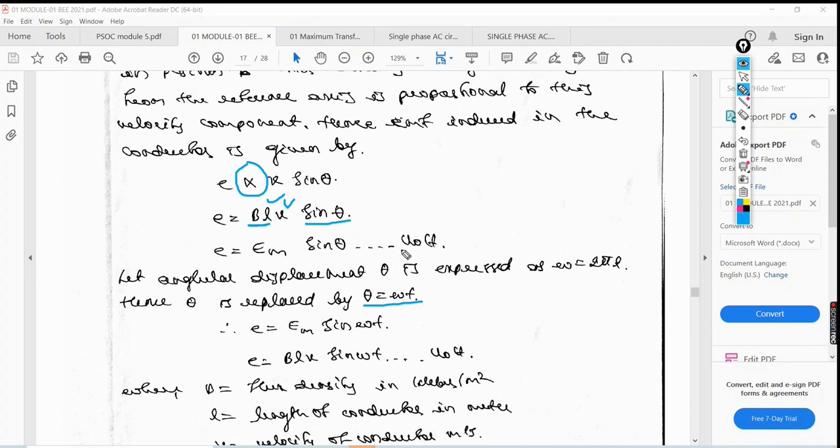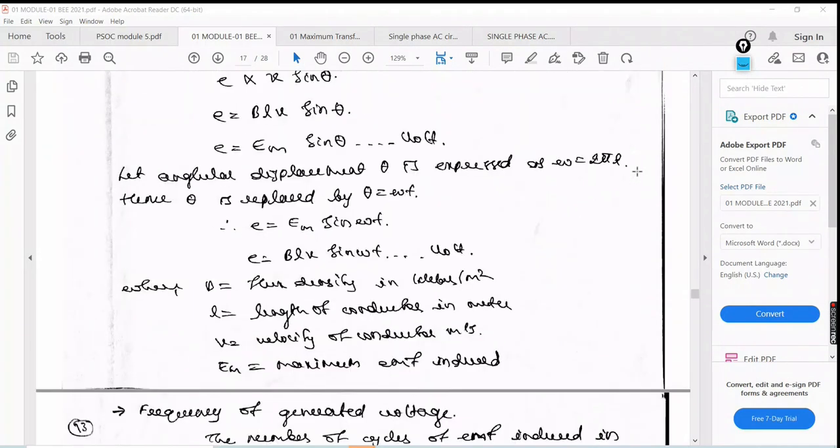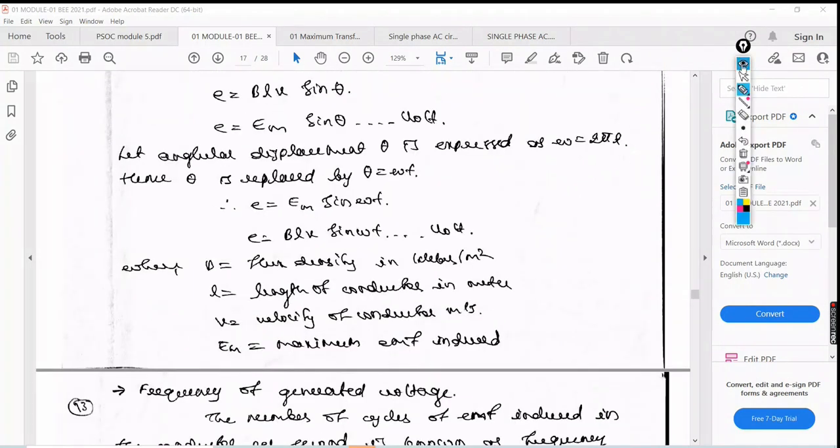So E is equal to Bm into sine omega t. By replacing this by the omega, BLV will be represented by Em. So E is equal to BLV into sine of omega t. This is the equation which is to be used to represent the sinusoidal voltage which is to be generated in the conductor which is placed in the magnetic field.